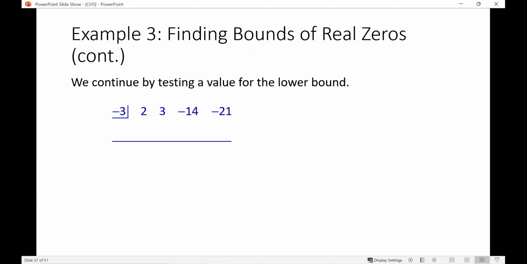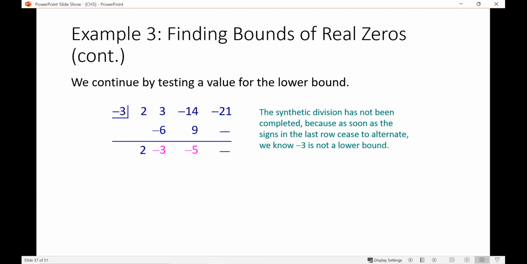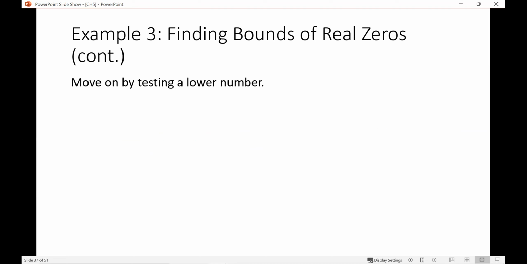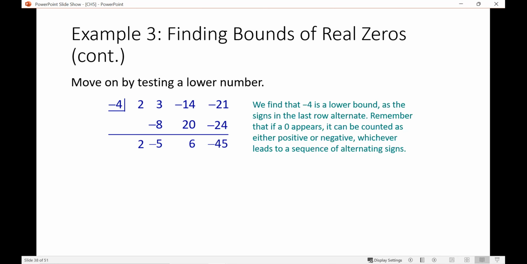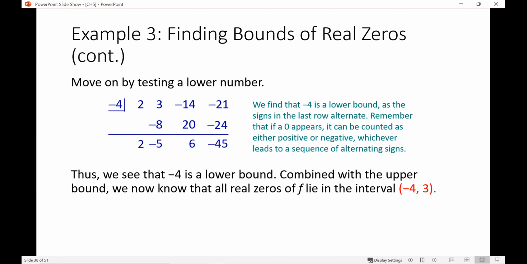Let's test for a lower bound. Let's try negative 3. We do the synthetic division. And we already see that we've got 2 negatives in a row, so we are not alternating signs. So negative 3 is not a lower bound. So let's test an even lower number. Let's try negative 4. So far, we are alternating signs. We alternate signs all the way through, so that tells us that negative 4 is a lower bound. So that tells us that all the real roots are going to be between negative 4 and 3.